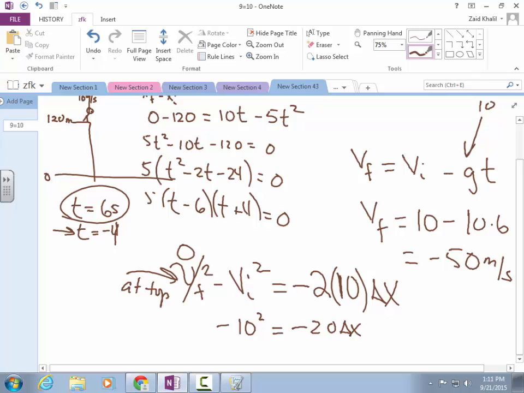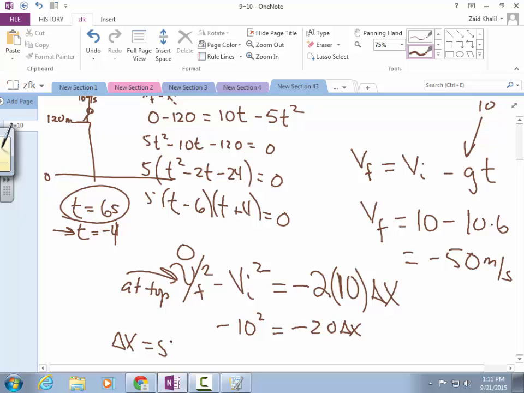That's negative 100. Why? Well, PEMDAS says what comes first? The exponent comes first. So that's 10 squared, then it's minus 10 squared. All right, it's negative 100. So what's delta x? 5. So what happened? This thing went 5 meters.